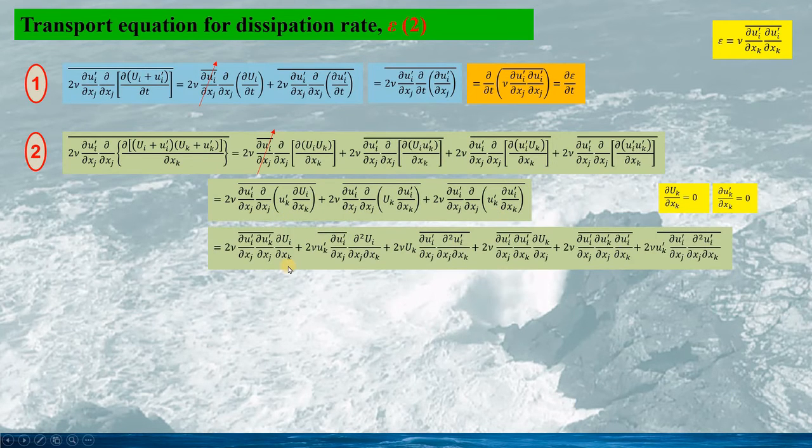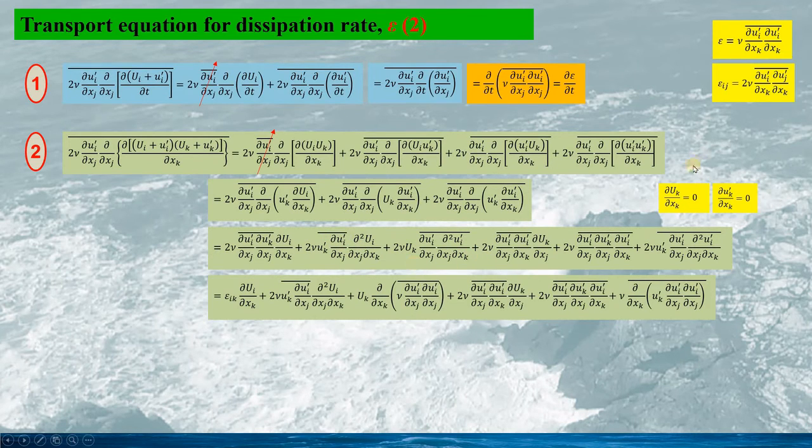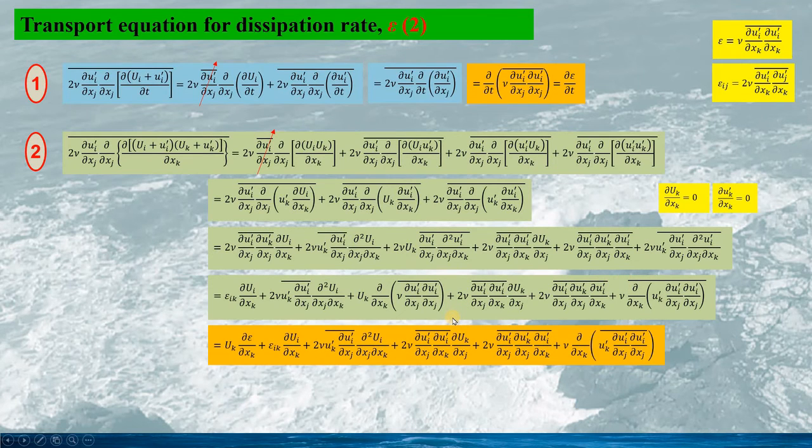So further, using the rule of calculus for each term in this expression, we get 2 terms in this expression. So using the expression epsilon ij, we have the expression as this. And further, we can write the expression as this. Here, actually, it's the epsilon.